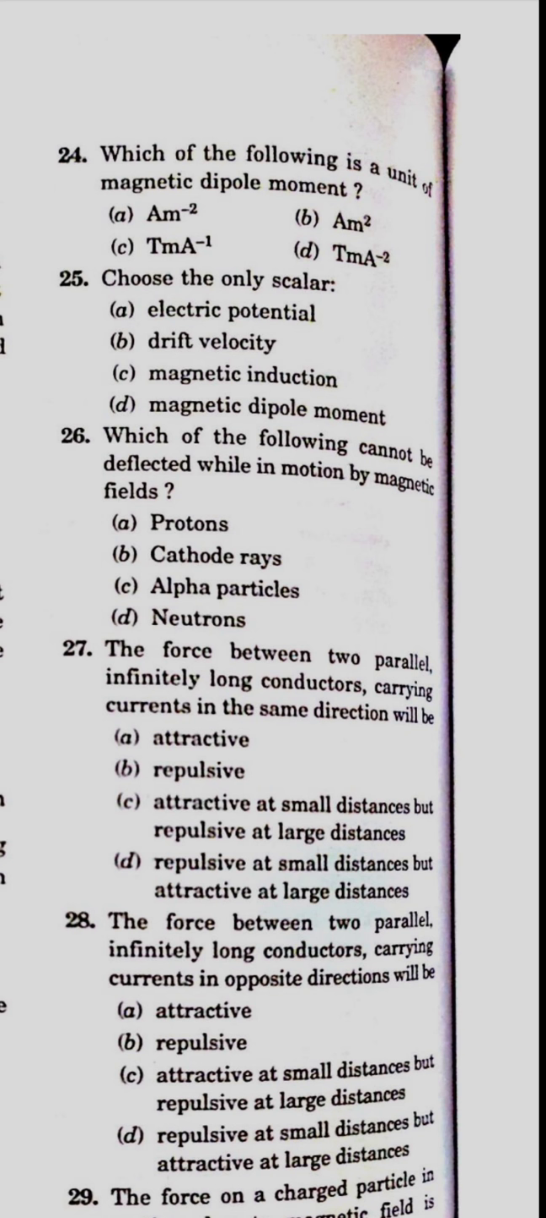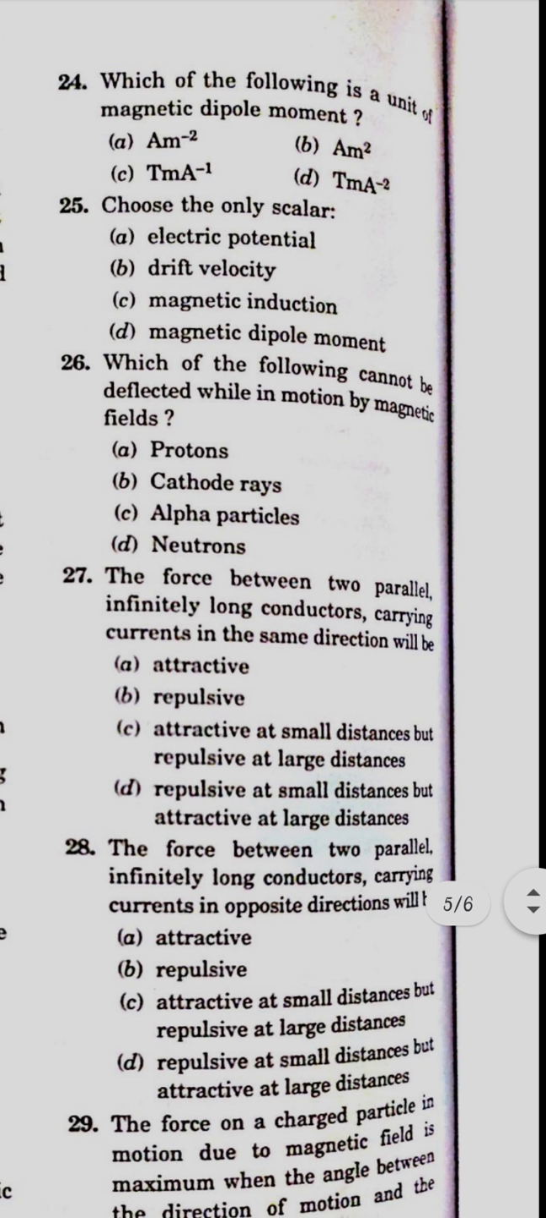Which of the following cannot be deflected while in motion by a magnetic field? Which does not deflect? So it will be neutrons, because they have neutral charge, so they will not be deflected.